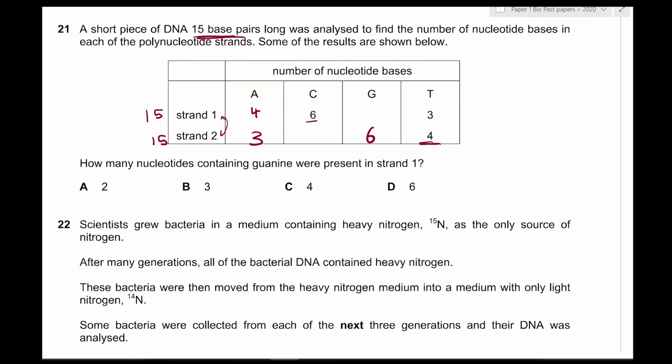Therefore here it's asking how many nucleotides containing guanine were present in strand number 1. As we all know, here we have 15 bases in each strand. Therefore we add up 4 plus 6 plus 3, and then we subtract it from 15, which gives us 2. Therefore the answer is going to be A.